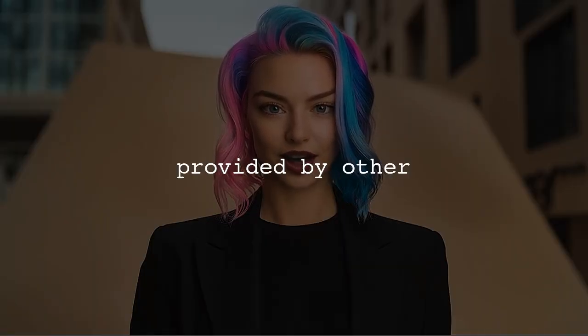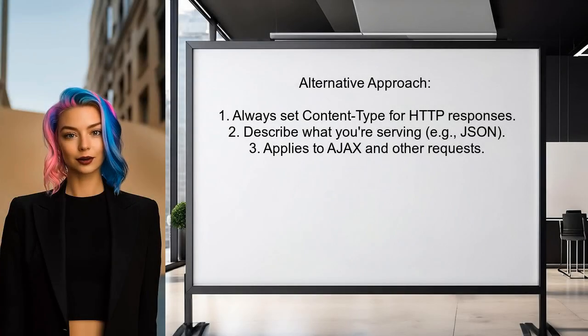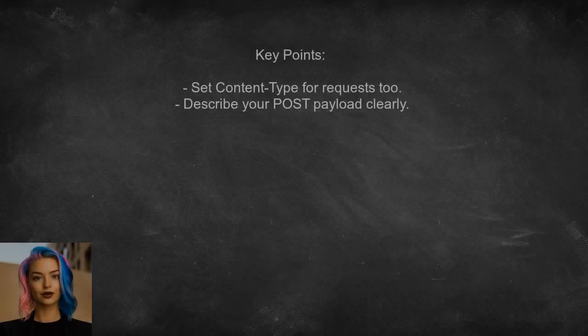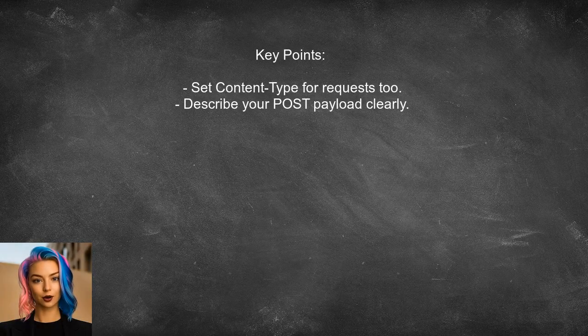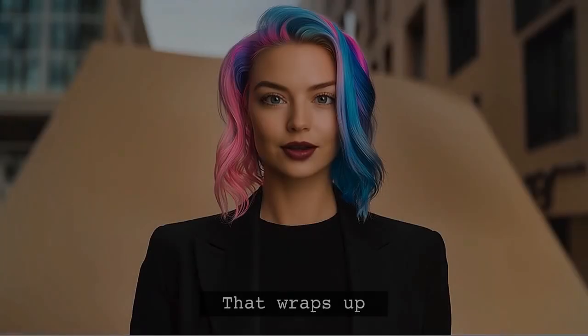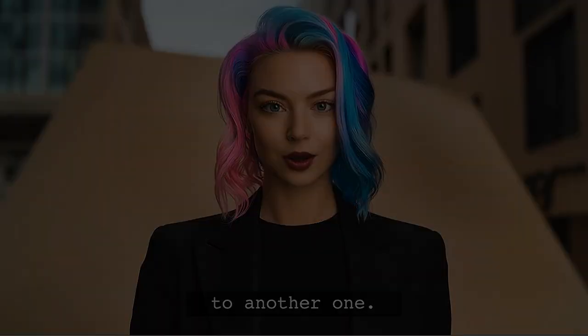Now let's look at the answers provided by other users. This user emphasizes the importance of setting the content type for any HTTP response. They explain that it should describe what you're serving, whether it's JSON or another format, and this applies to both Ajax requests and other types of requests. Additionally, they highlight that you should also set the content type for any request to describe your post payload, ensuring clarity in communication between the client and server. That wraps up that answer. Let's move on to another one.